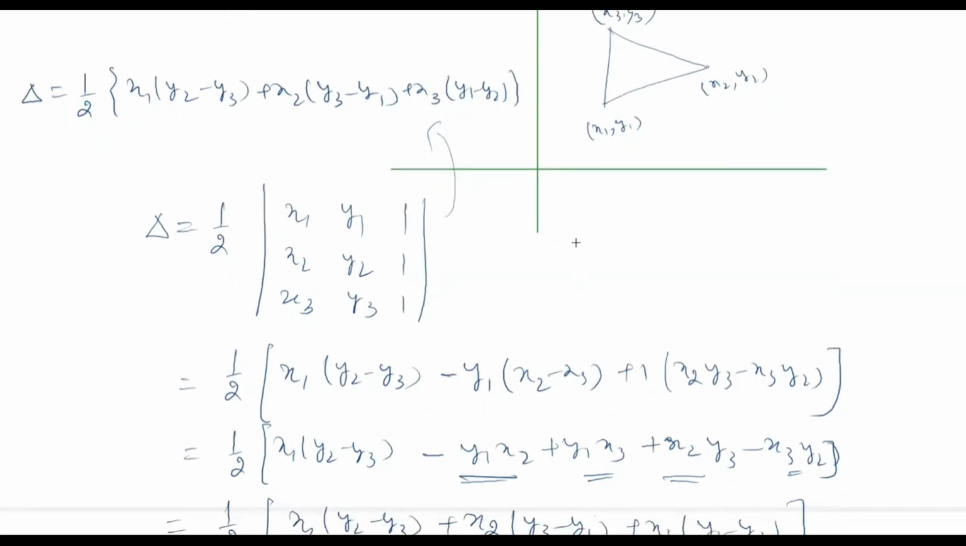The only thing to remember is that the area of the triangle is always positive. Even if it is coming out negative, you have to make it positive. So you have to put an absolute value. This is always positive. If you get a negative, then you have to make it positive.